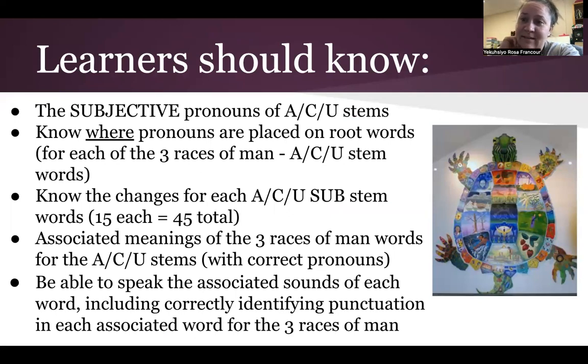We talked about those in the last few videos. Know where the pronouns are placed on root words or root verbs for each of the three races of man. Know each change for the A, C, and U stem subjective words or verbs. Know the associated meanings with the correct pronouns, and be able to speak the associated sounds of each verb, including correctly identifying punctuation in each word.